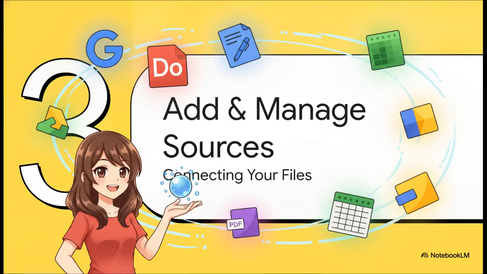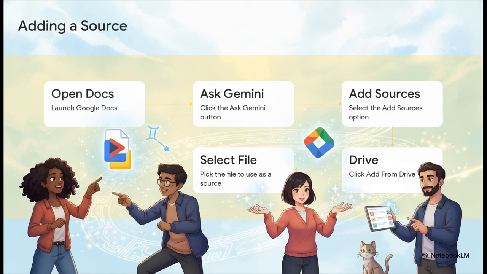Okay, let's get a bit more hands-on. Section 3, how to add and manage sources. You might be wondering how hard this is to set up. Well, connecting your files is incredibly, unbelievably simple. Right inside Google Docs, you just click the Ask Gemini button, select Add Sources, and then choose Add from Drive to pick your file. Literally, that is it.